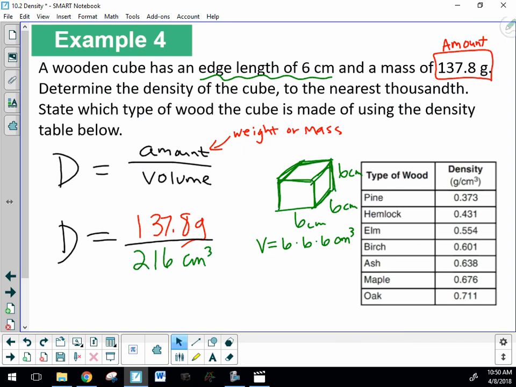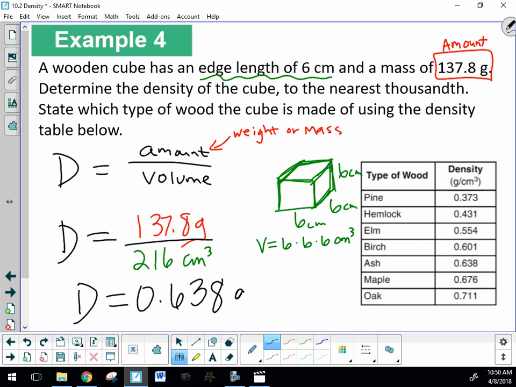So if we crunch that and calculate the density, it's going to be 0.638 grams per centimeter cubed. And again, with density, you'll always have some sort of unit like that with grams per. You'll see that word per and then a volume. So if we look at our chart over here, we can tell that we have a cube that is made of ash.